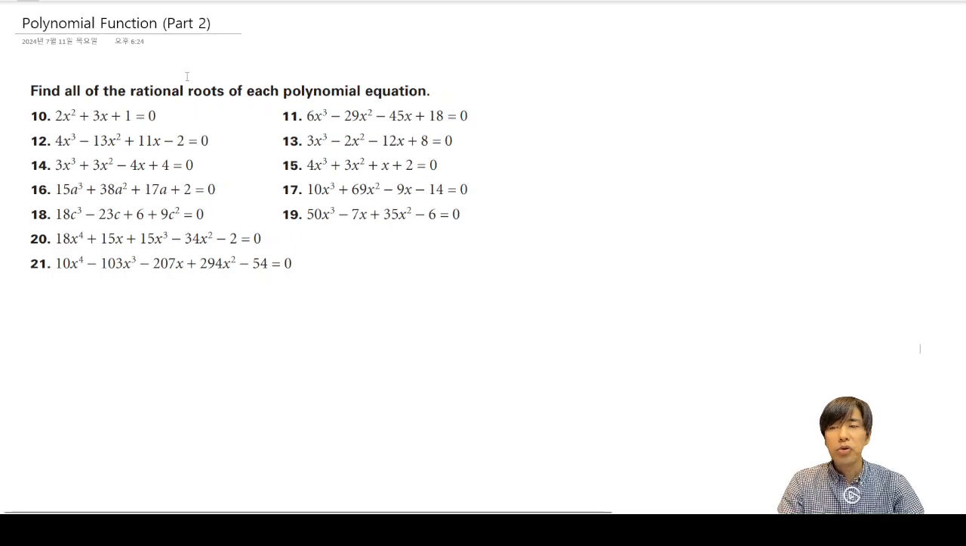자, 여기 polynomial function part 2, rational root theorem, factor theorem, remainder theorem 이런 거 연습하는 거. 오케이? 문제 풀어볼게. Okay, first one. Find all of the rational roots of each polynomial equation. Okay, let me see. Let's do number 11.